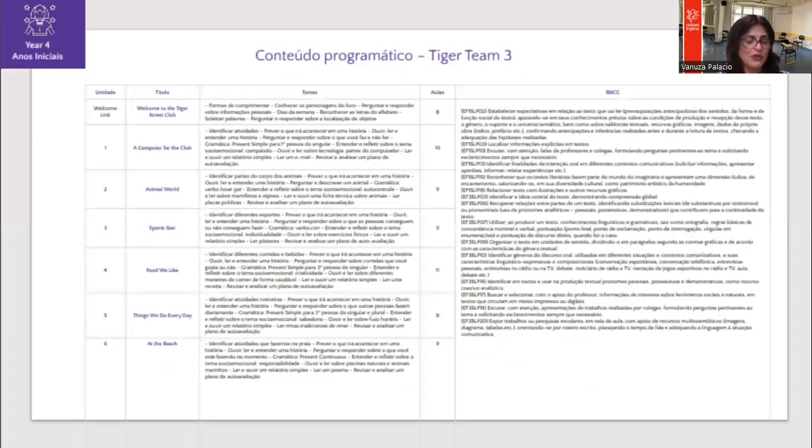You can have a closer look at what content and language will be dealt with in each unit in the conteúdo programático of the course. This also shows how each unit relates to the BNCC.